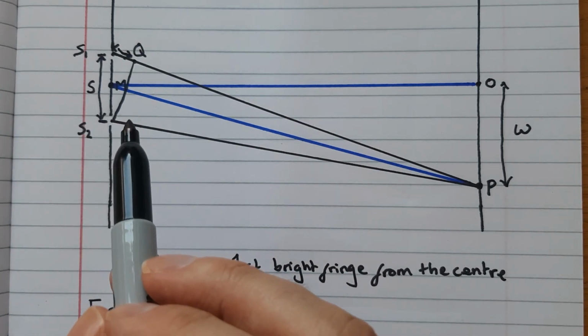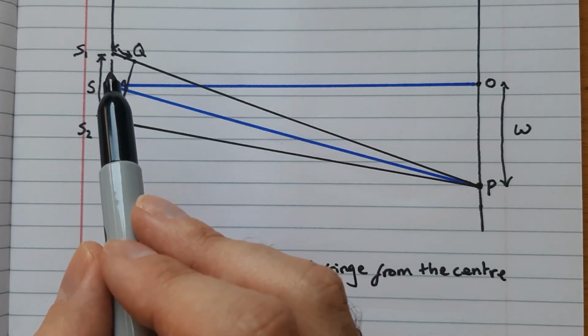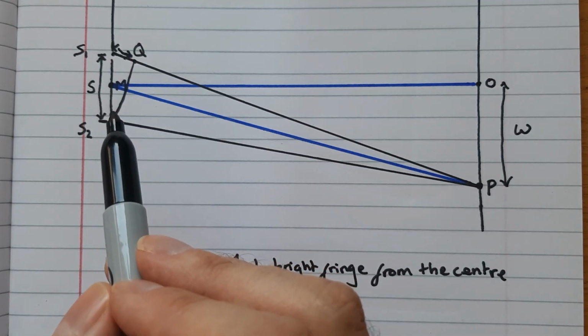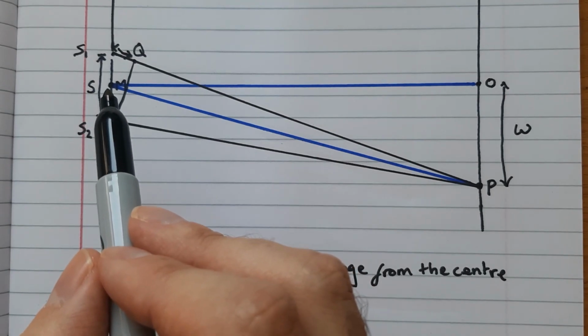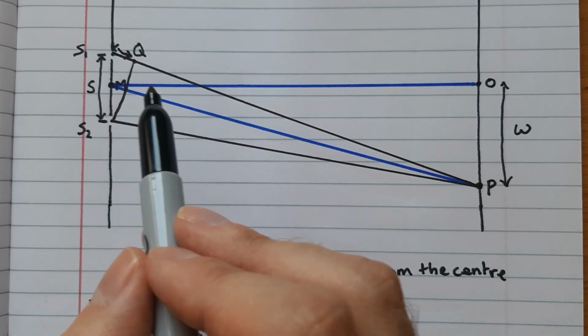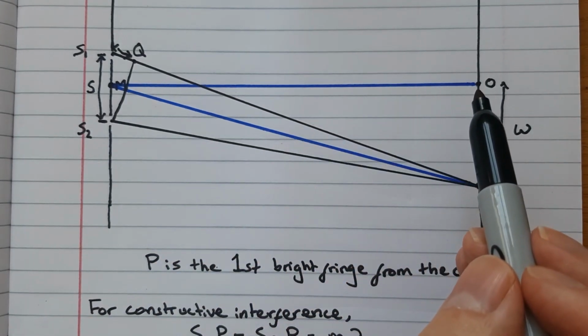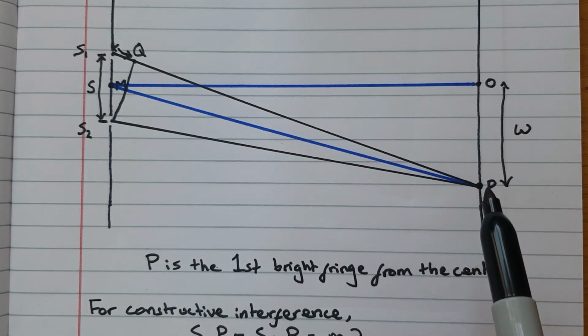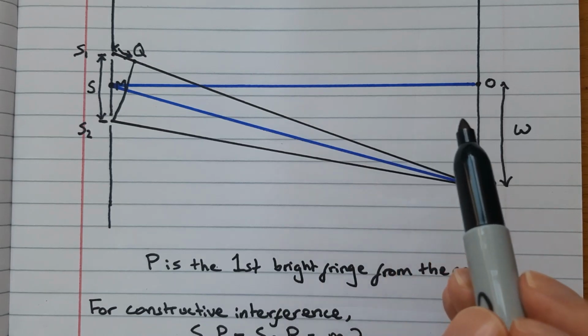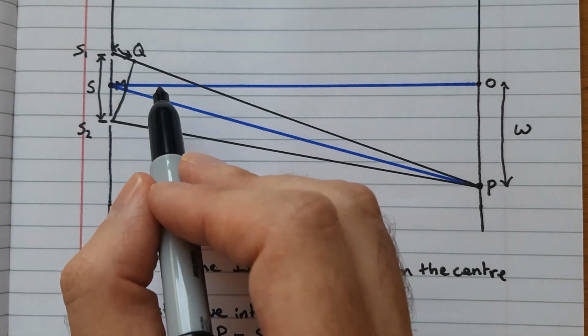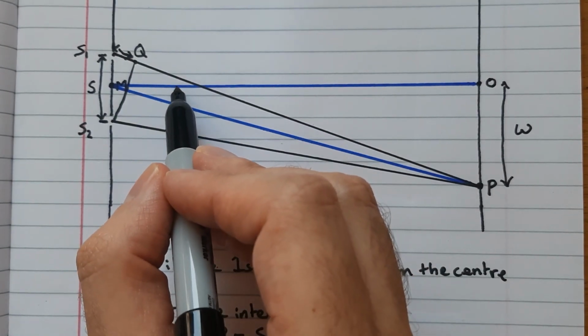And what I'm going to show is that this little triangle here, S1, S2, is similar to this big blue triangle here. So that's from M, which is the centre of the two slits, to O, which is the central bright fringe, to P, which is the first bright fringe. And the way I'm going to do that is as follows. This angle here is theta.